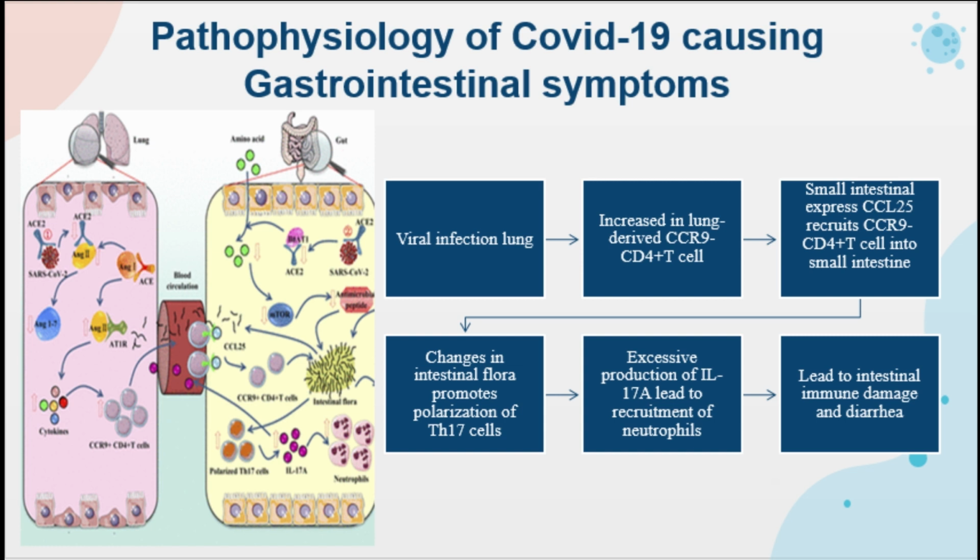The viral infection in the lung causes an increase in lung-derived CCR9 CD4 T cells. The small intestine epithelium can express CCL25, which promotes the recruitment of CCR9 CD4 T cells into the small intestine. The changes in intestinal flora then promote the polarization of T helper 17 cells and produce interleukin-17. The excessive production of interleukin-17 will lead to recruitment of neutrophils and cause intestinal immune damage, diarrhea, and other gastrointestinal symptoms.